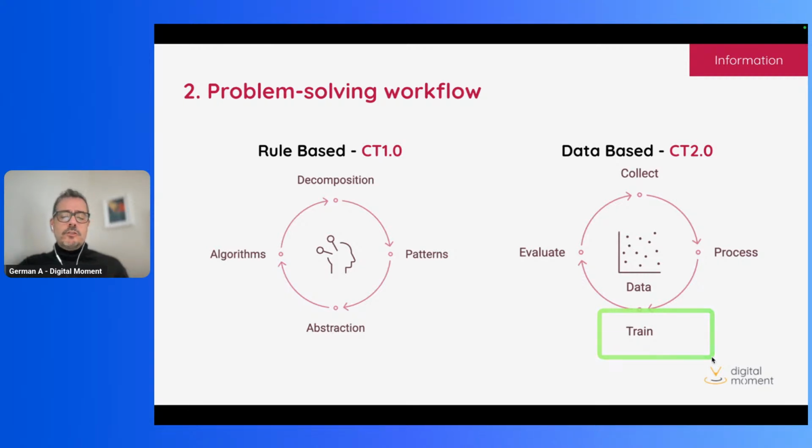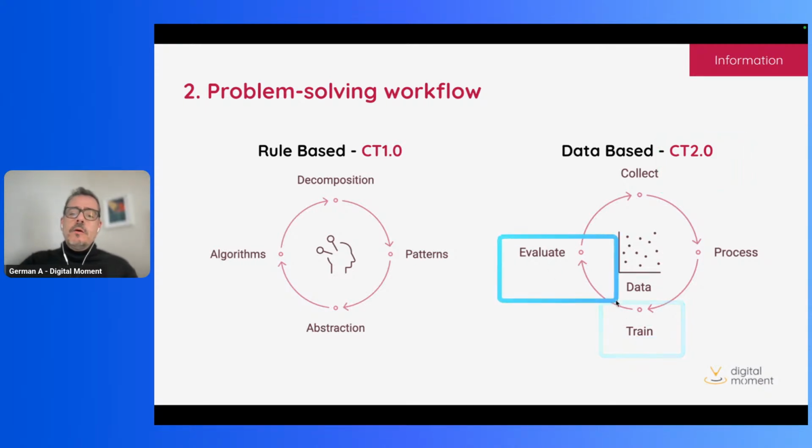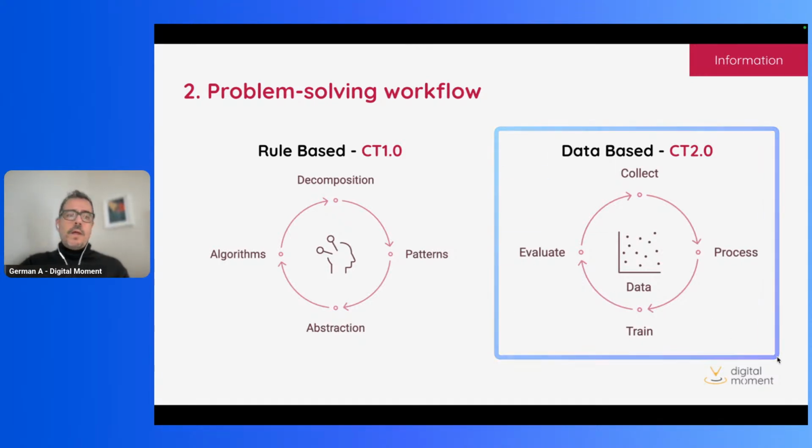And then we train. We have the model do the training with that data to start doing itself the composition, pattern recognition, abstraction, and creating the algorithm. In a way, computational thinking 2.0 is doing computational thinking 1.0 here. And then we evaluate to make sure that the process works, and we refine. They are not exclusive. There are two different approaches, but with artificial intelligence, this is the one that we're favoring.